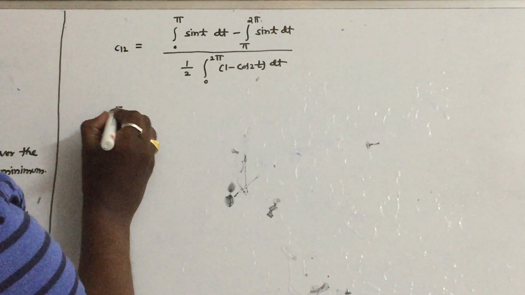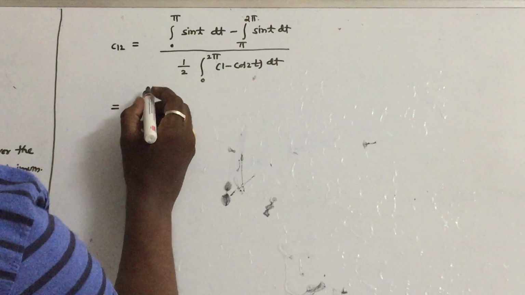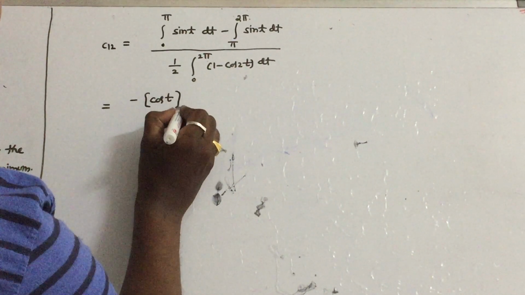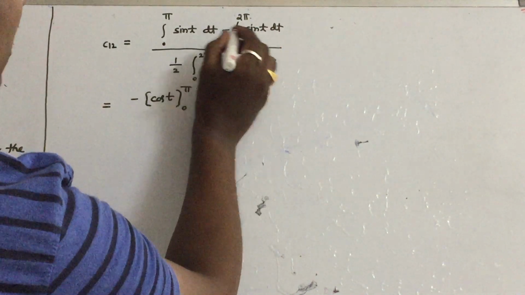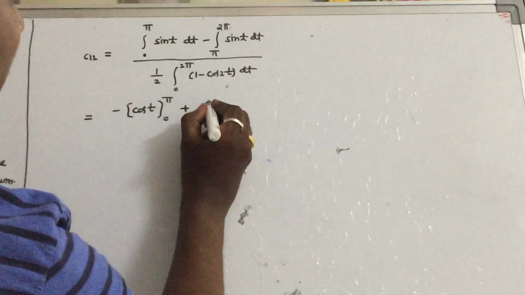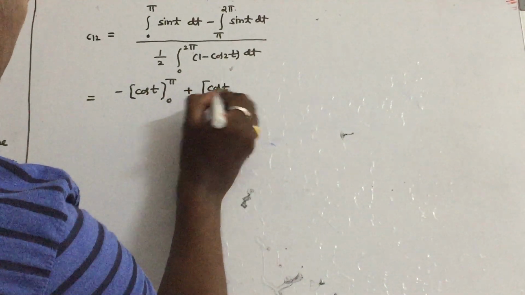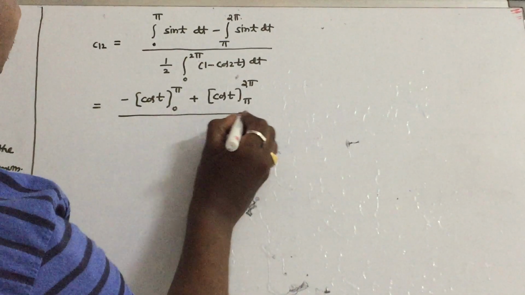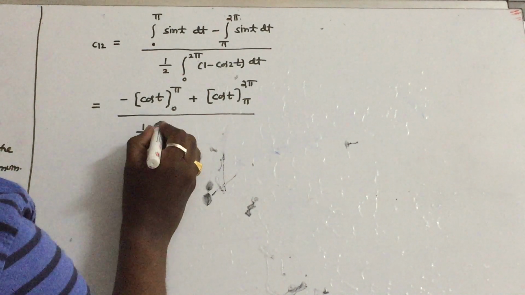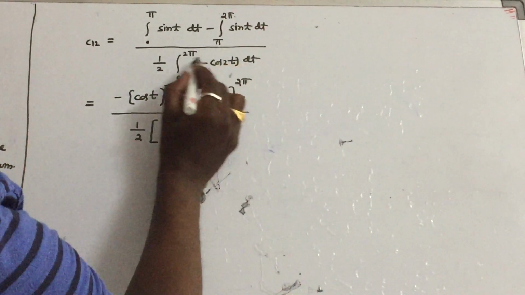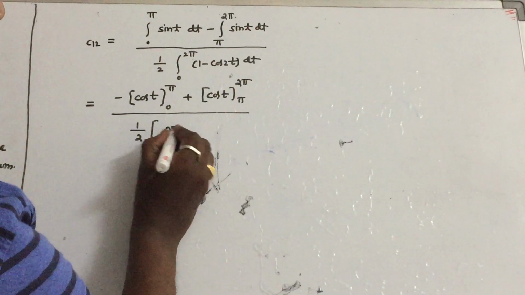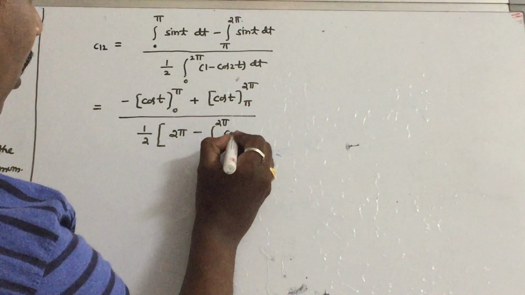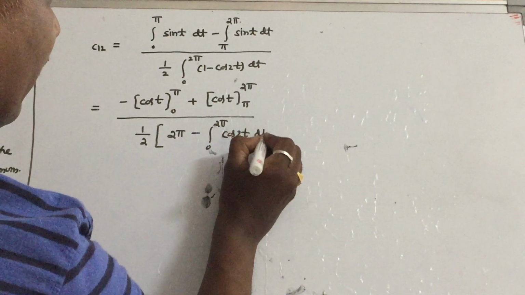So what is the integration of sin t? Minus cos t. So minus cos t with the limits 0 to pi, and then minus into minus will become plus cos t with the limits pi to 2 pi. This is divided by 1 by 2 into the integration of the first term, which is dt. If you substitute the limits, it will become 2 pi minus integral 0 to 2 pi cos 2t dt.